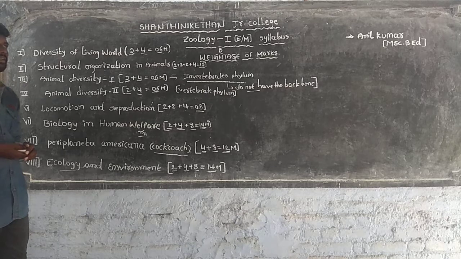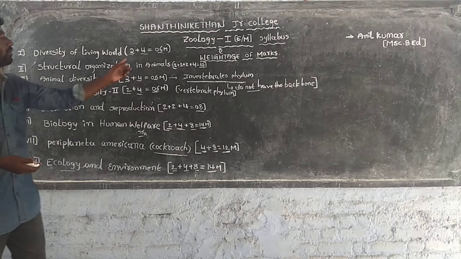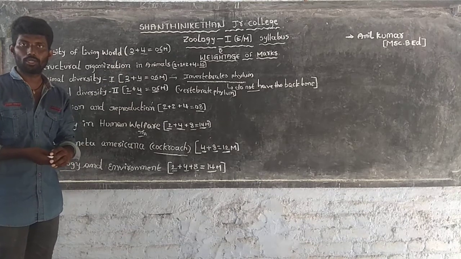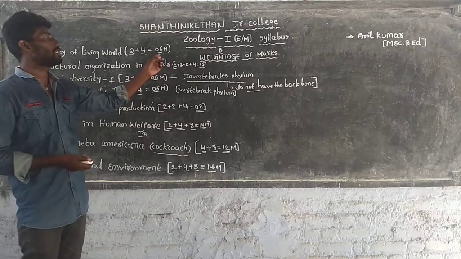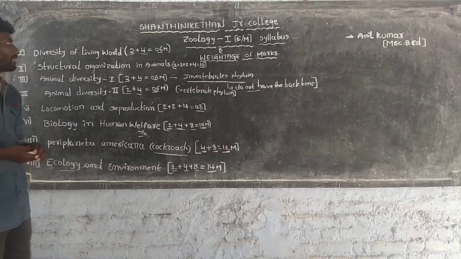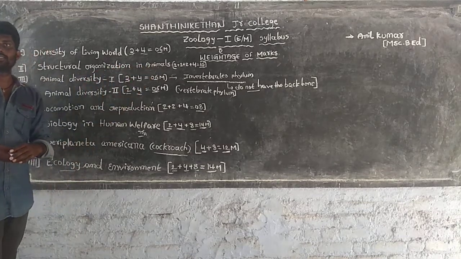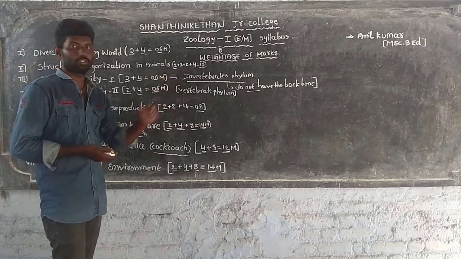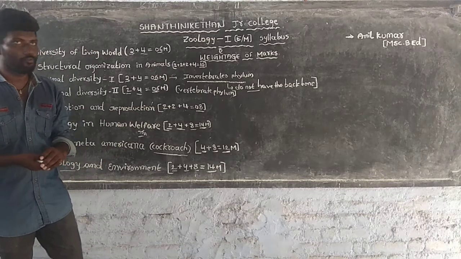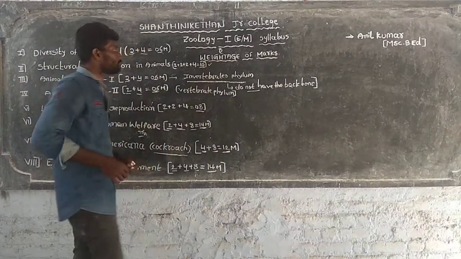In the Board of Intermediate, the total questions asked from this lesson are 2 questions: one 2 marks question and one 4 marks question. The total weightage of the marks in this lesson is 6 marks. The second lesson name is Structural Organization in Animals. In this lesson, a total of 4 questions are asked: 3 2 marks questions and 1 4 marks question. The total weightage of the marks is 10 marks.